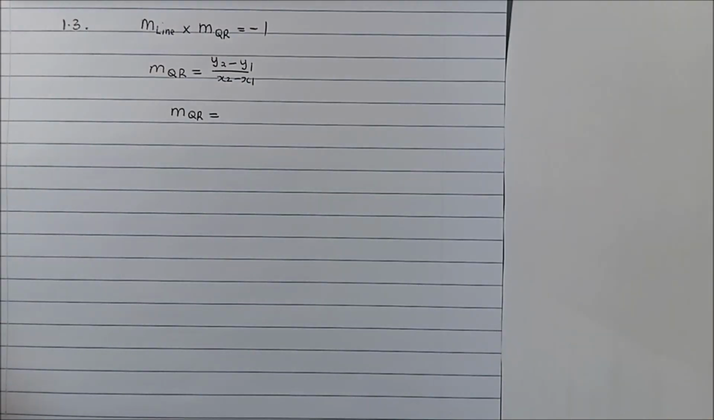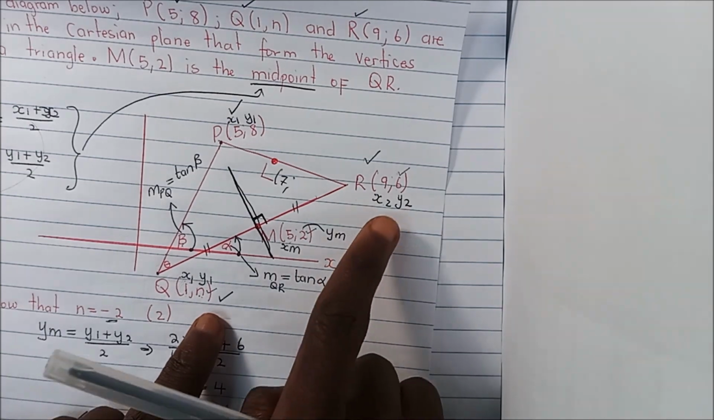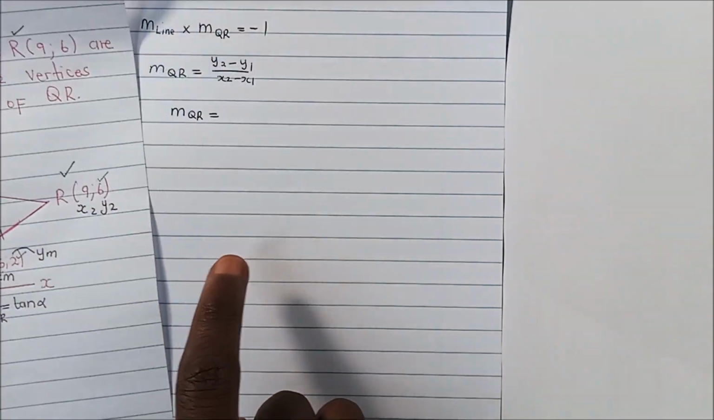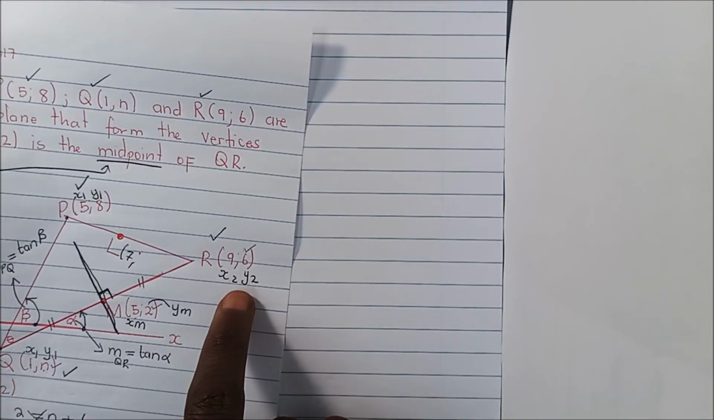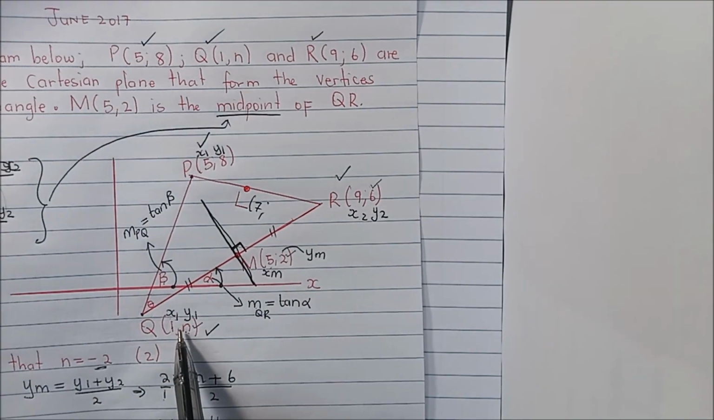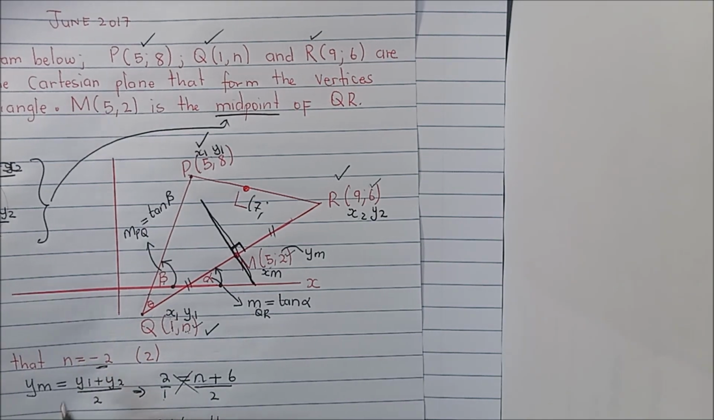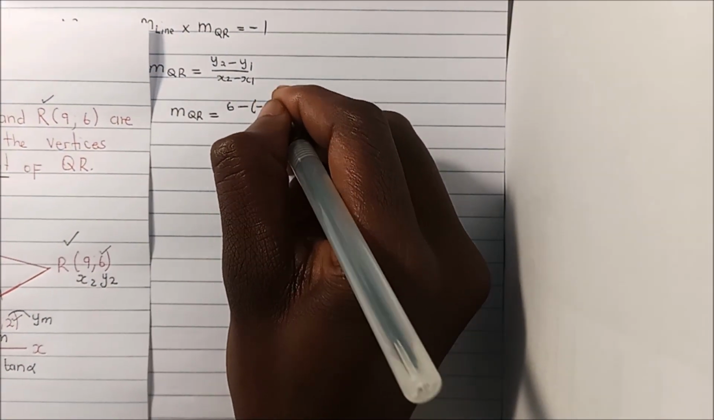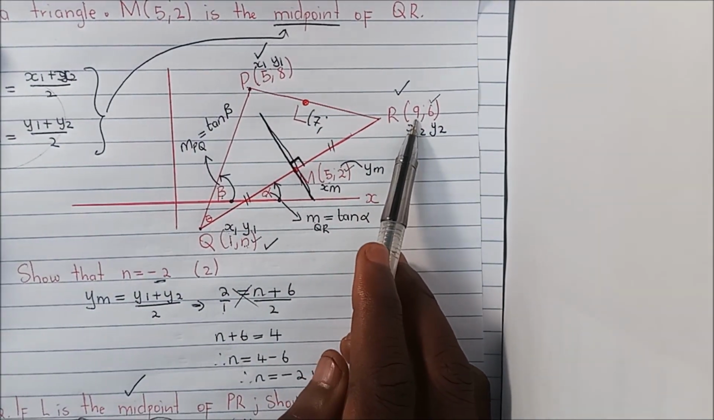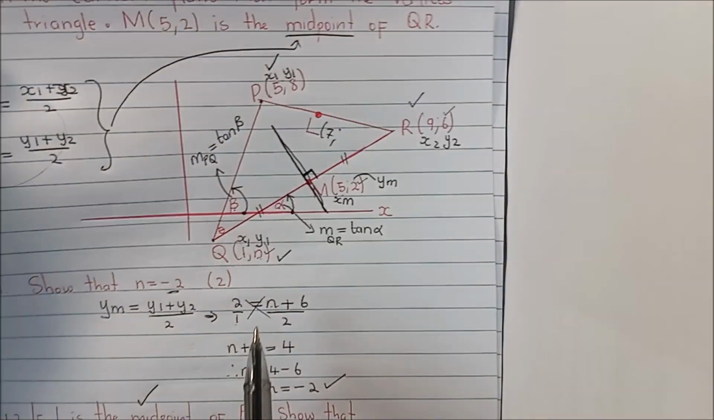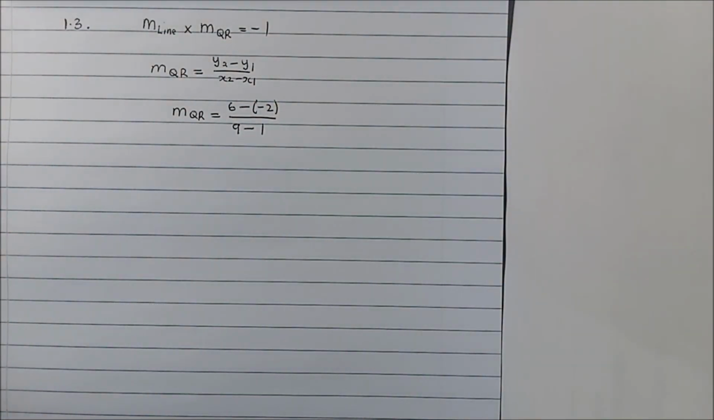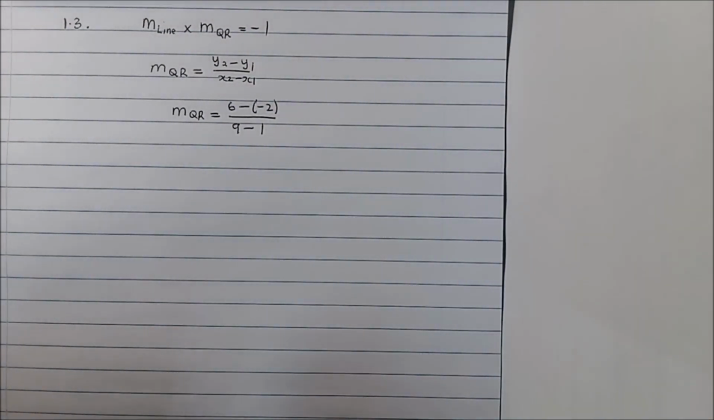So now let's go to the diagram and see. You see we have Q and R. We have named them, so we're going to substitute them. What is our y2? That's 6. So we have 6 minus y1, which is n, and n was -2, divided by x2, which is 9, minus x1, which is 1. So for accuracy, we put the whole thing in the calculator.